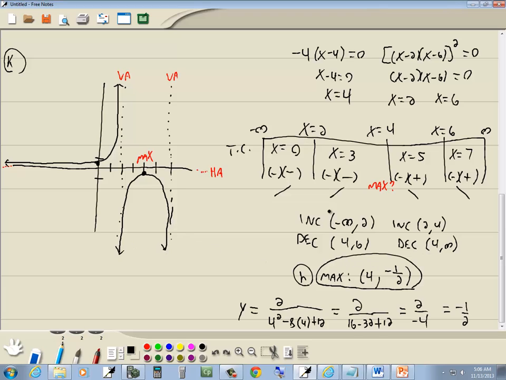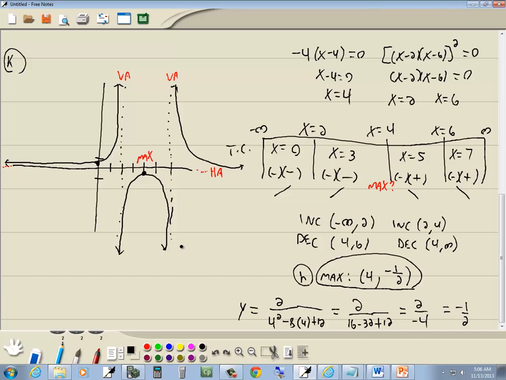Okay, then it's decreasing from 4 on, and since it doesn't cross the x-axis, there's no x-intercept over here, I know it has to just be up here. Because if I drew it down here, it'd be increasing, not decreasing. So it's down here, and it's going like that, more or less.